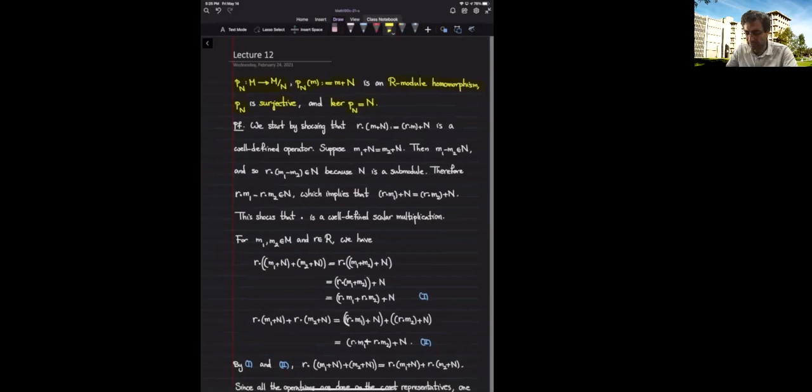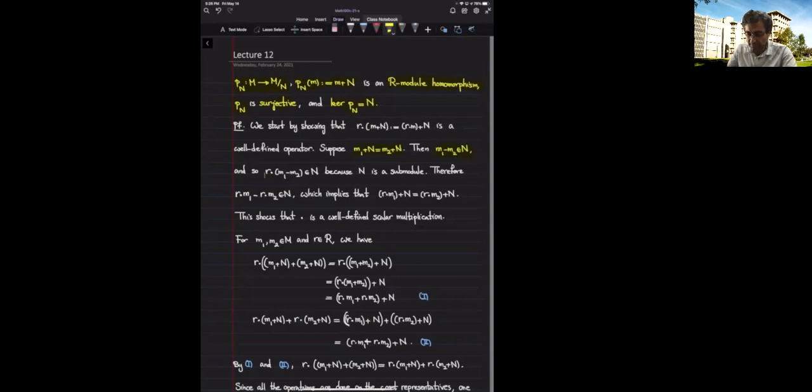Let's start with why it is well defined. Suppose that I give you two coset representatives that give you the same coset. That means that the difference between the coset representatives belongs to this submodule N. I want to show that r times m1 is the same as r times m2 mod N. That means I need to show that r times m1 minus r times m2 is inside N. Okay, how can I do that? I know that m1 minus m2 is inside N, and N is a submodule.